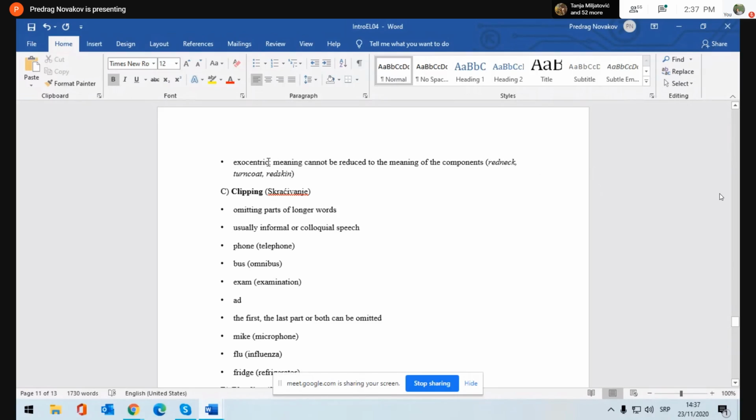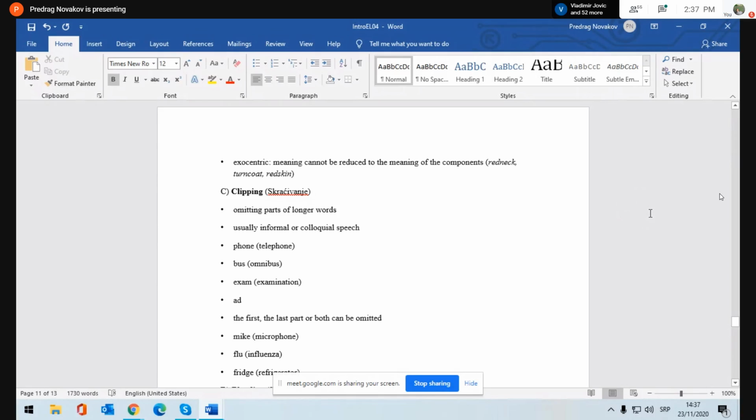That's why this is exocentric. It's not a neck, but it is related to a person. Turncoat is also a person. How do we translate this one? What kind of a person is a turncoat? Maybe volition. Yes, exactly. If you turn coats, which means you change coats frequently, it means you do not stick to your principles.